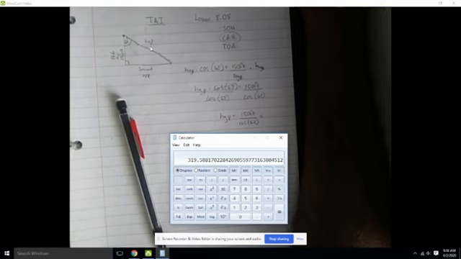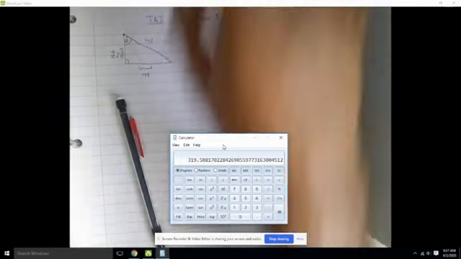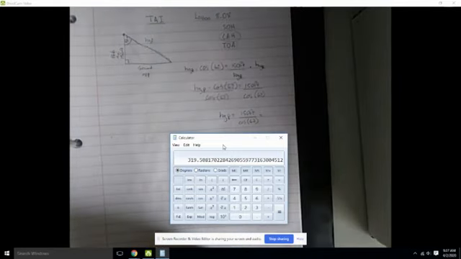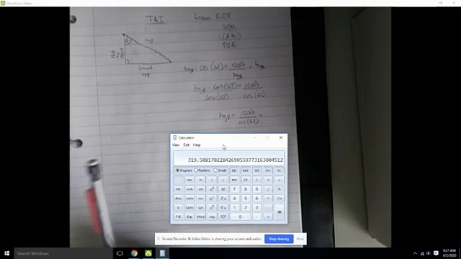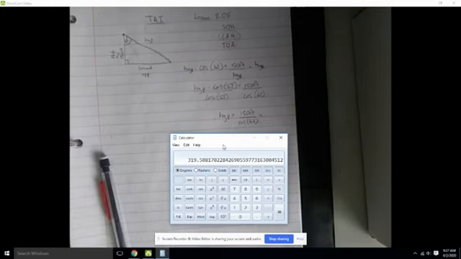Now take a moment and think about the answer. We know that our hypotenuse is the longest side. Now, if the hypotenuse is the longest side, that would mean that the hypotenuse number should be longer than the pole. And as we can see, the hypotenuse is longer. So we can think about that and make sure that our answer is correct.